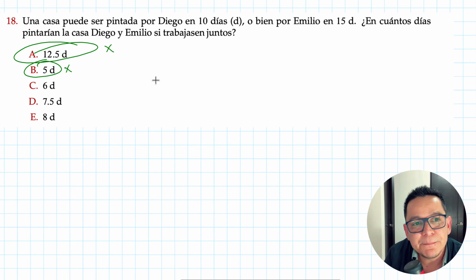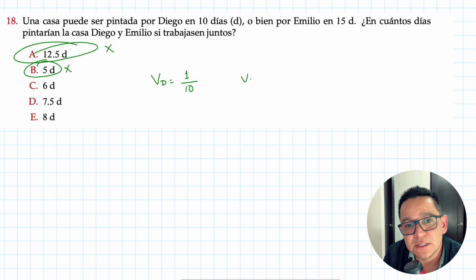Look, I'm going to start by first calculating the speed at which Diego works. So let's call it Diego's speed. How would we do it? Simple. We just use one house divided by 10 days. That's Diego's working speed, right? He paints a house in 10 days. Now, let's see how fast Emilio works. He takes 15 days to paint a house.